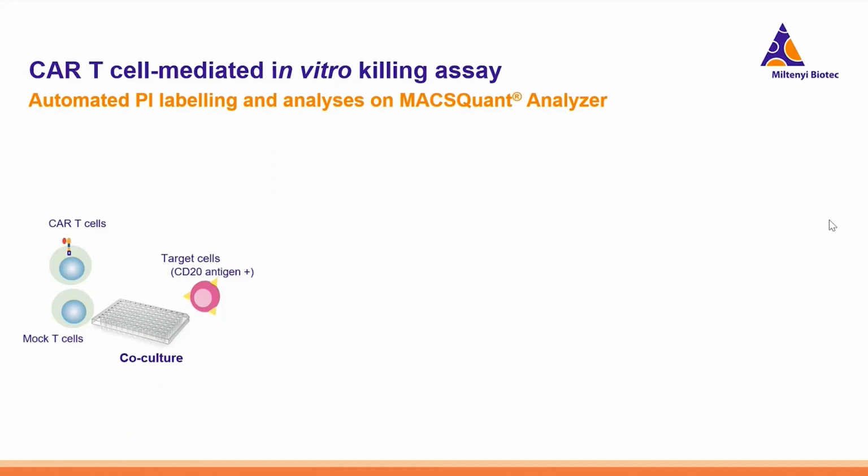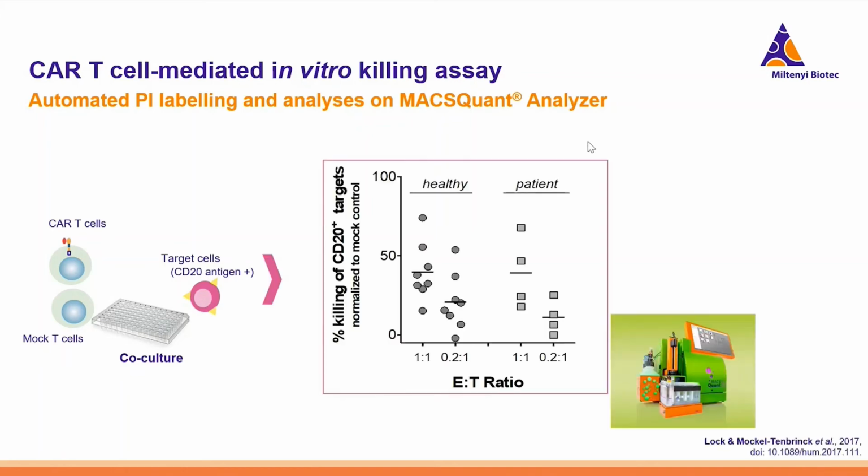The measuring was then performed using a specific Express mode, which is an automated and standardized analysis software exclusive to our MACSQuant analyzers. The percentage of killed, so propidium iodide positive, target cells is normalized to the control setups, for example, the mock transduced cells or the target antigen negative cells. And as you can see in the data on the right here, killing of target cells amounted to about 40% at a 1-to-1 ratio, be it from CAR T cells obtained from healthy donors or patients.